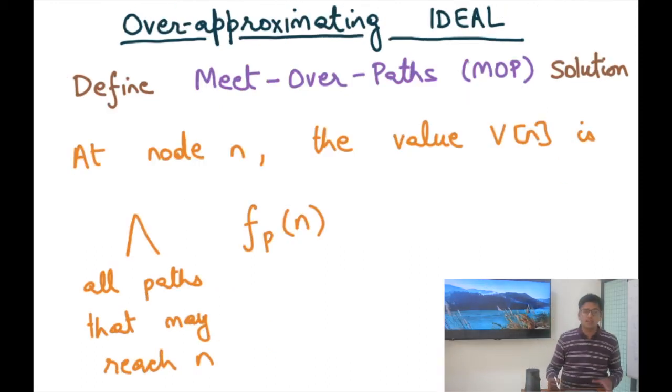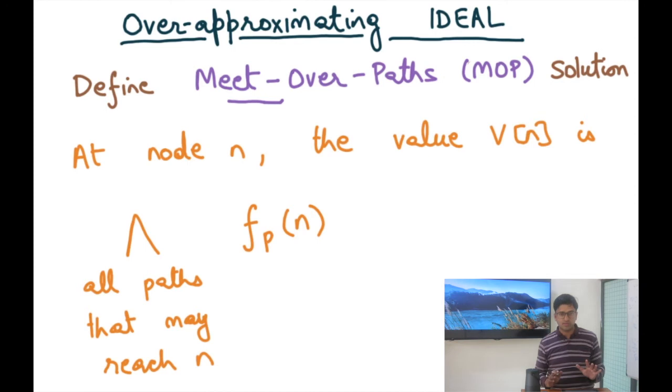So there is another approximation to ideal. Maybe ideal is very bad. It's very difficult to compute because we have to figure out what are the executable paths, and we just showed that this is an undecidable problem. But how about we just conservatively assume that all paths that reach that program point are executable, in which case our ideal solution will be called a meet over path solution.